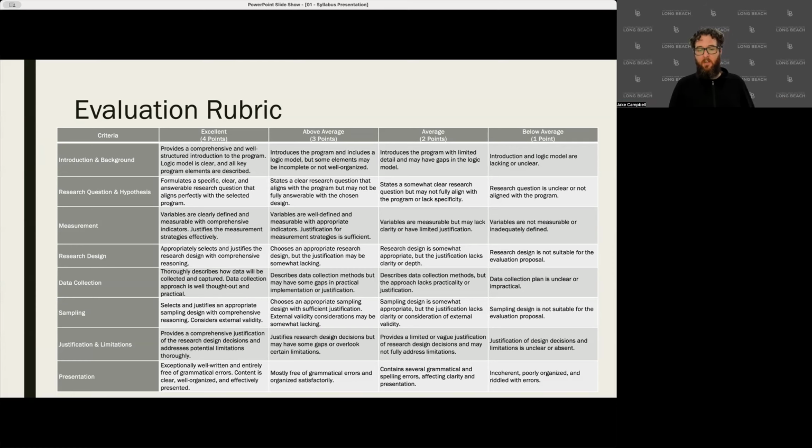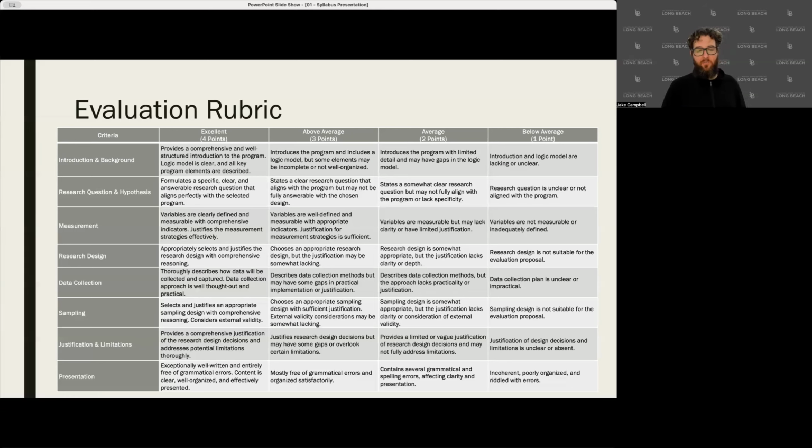You have a research design. You've selected and justified a research design with comprehensive reasoning to fit this program. You have a well-described data process that explains data capture and collection, and it's well thought out and practical. You are going to talk about sampling, and you've justified an appropriate sampling design. You've considered external validity and talk about whether it is applicable or not, and how it is addressed or not addressed, depending on what choices you make.